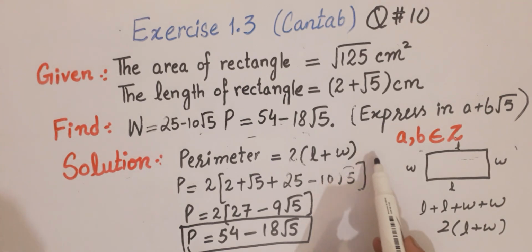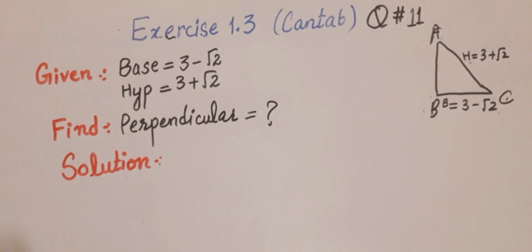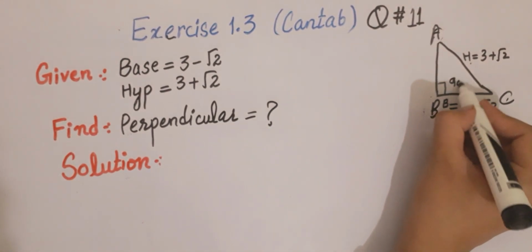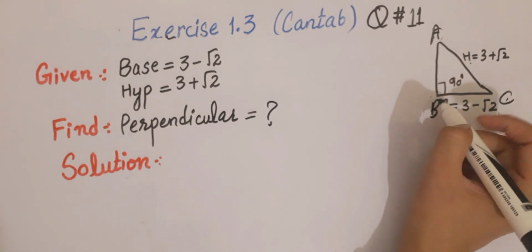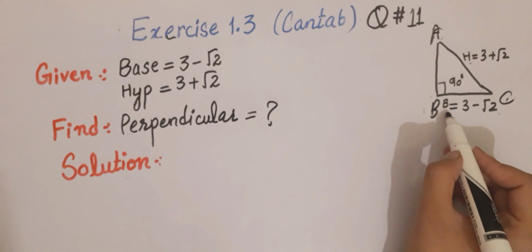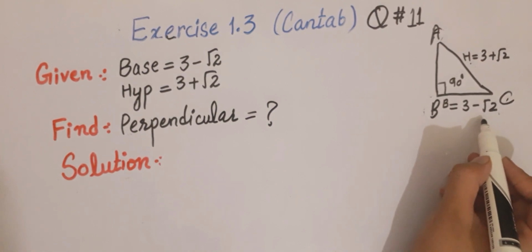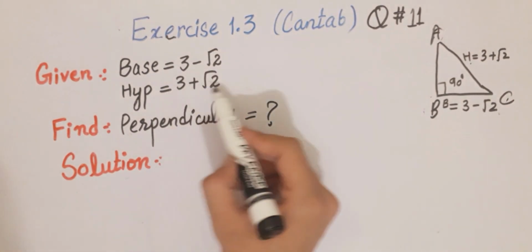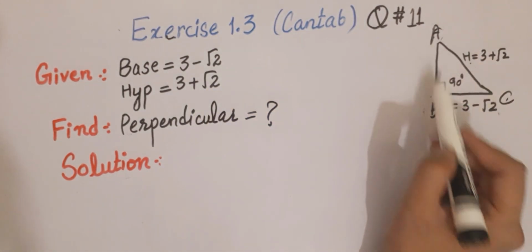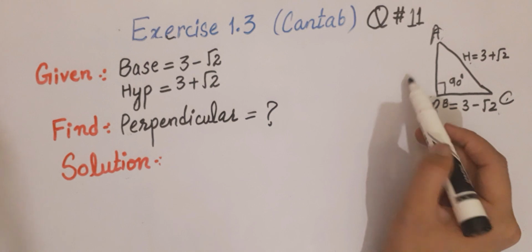Now we will do question number 11. In question number 11, we have a right angle triangle. A triangle in which this angle is 90 degree, we say that triangle is right angle triangle. So base of this triangle is 3 minus square root 2, which is given, and hypotenuse of this triangle is 3 plus square root of 2. We have to find perpendicular of this triangle.